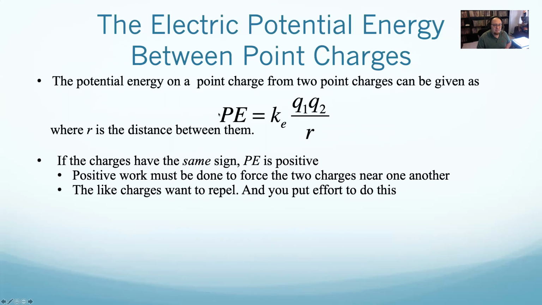If both charges have the same sign, potential energy is positive, which makes sense. Energy is normally positive. What that means is positive work must be done to force the two charges near each other. You got a proton and a proton. They don't want to get closer. So if you take a proton and proton and shove them up, you're increasing their potential energy, because by pushing them together, you're just preparing them to go shooting out.